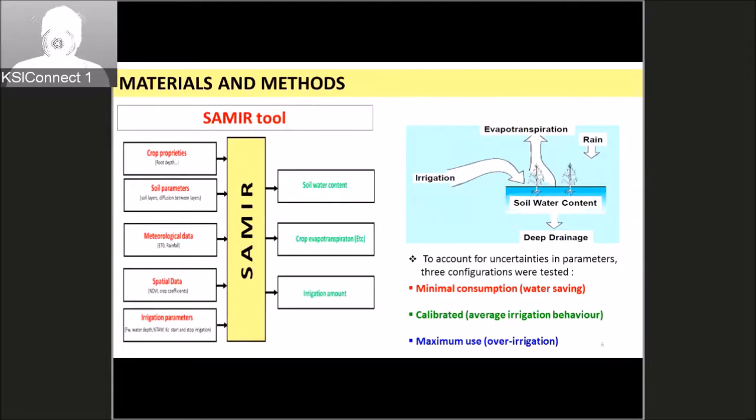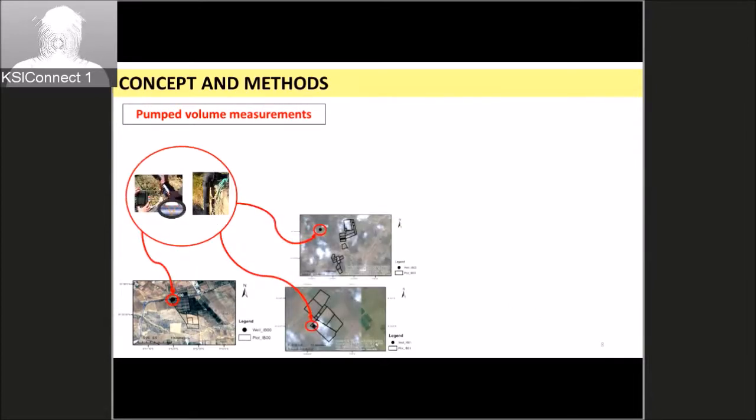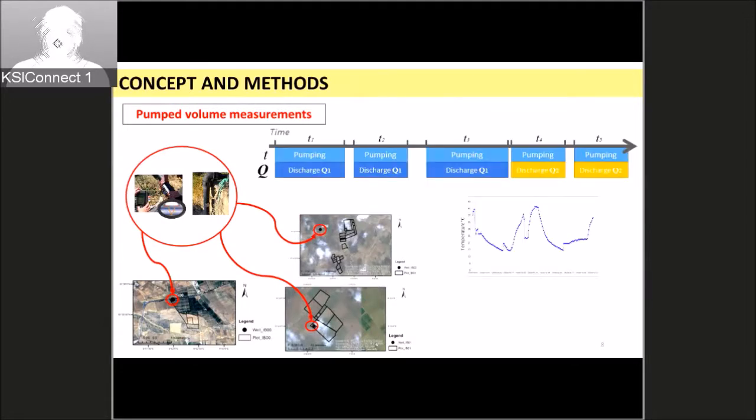For the pumped volume, what we do is we have this temperature logger, so we end up with temperature measurements all over the day, and then we specify the duration of pumping, which shows as an instant drop in temperature. And then we multiply by the flow rate to get the pumped volume. You see the charts here where the temperature will be like the groundwater temperature. So let's see our results here.